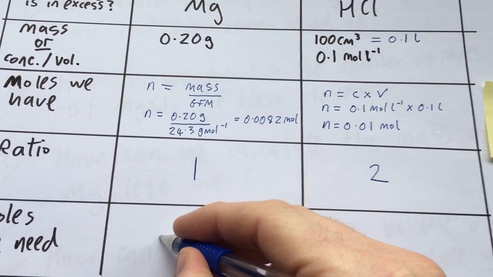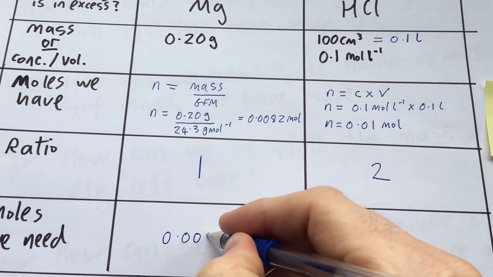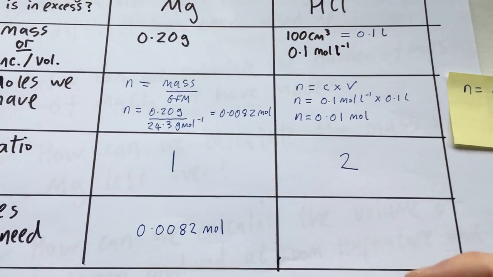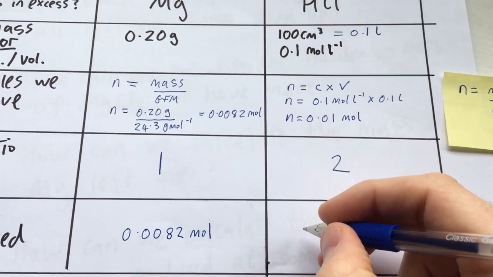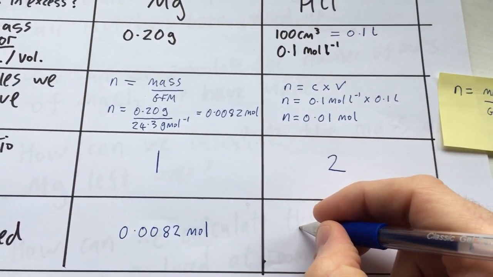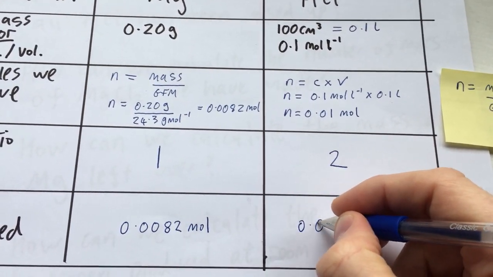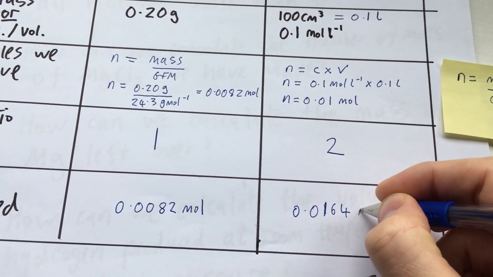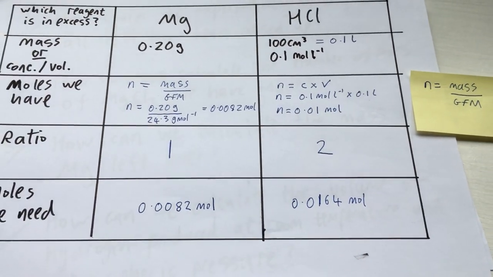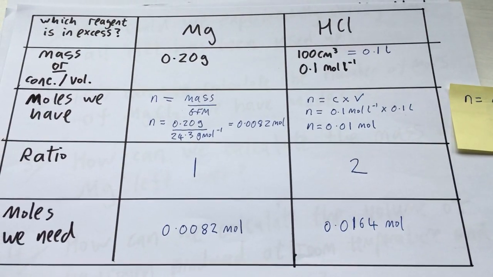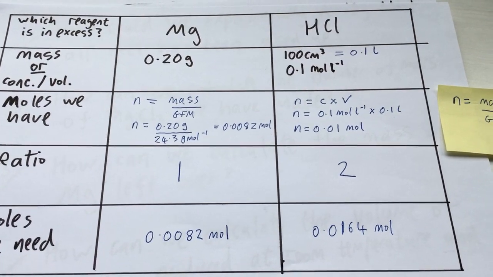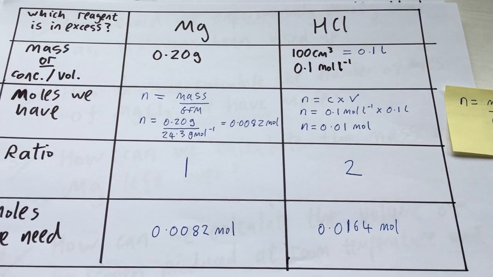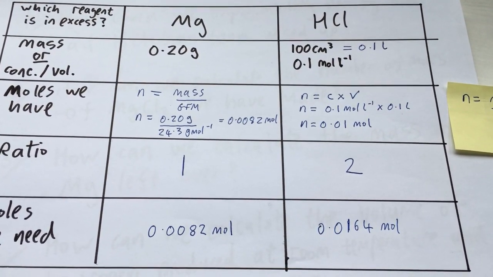So for every 0.0082 moles of magnesium, which is what we have, we need 0.0164 moles of hydrochloric acid. That's just literally using the equation that says 1 mole of magnesium reacts with 2 moles of hydrochloric acid.